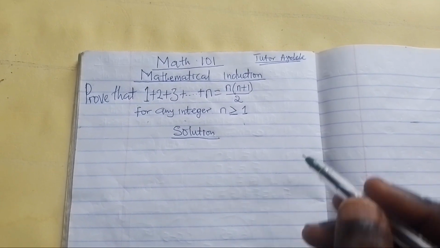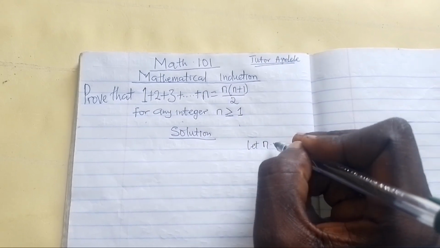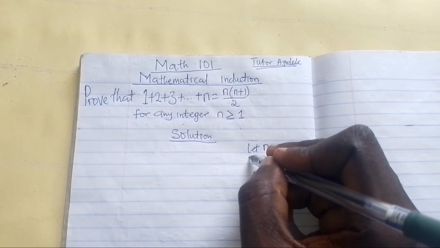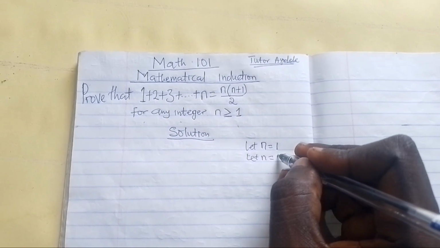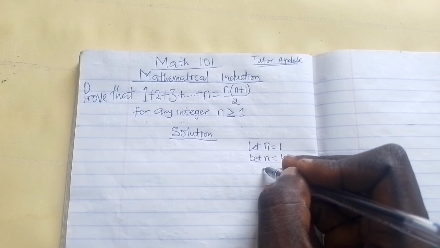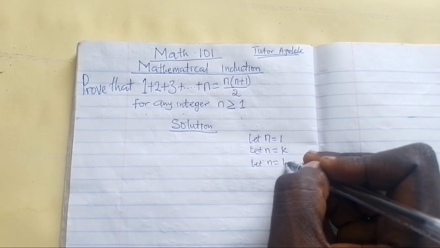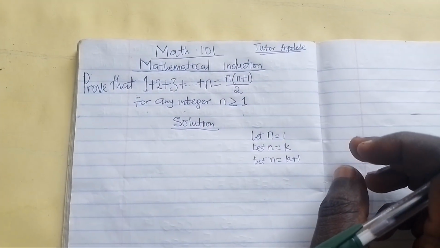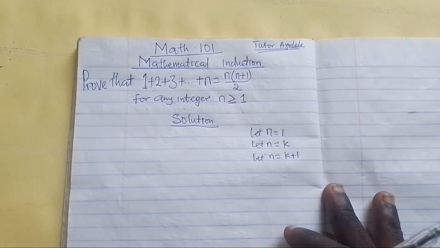The first one is to say let your n equals 1. The second one is you assume that your n is equal to k. And the third one is to do what? Is to let your n equal k plus 1. These are the 3 major steps we need in mathematical induction. Okay, so let's come back to this proving.